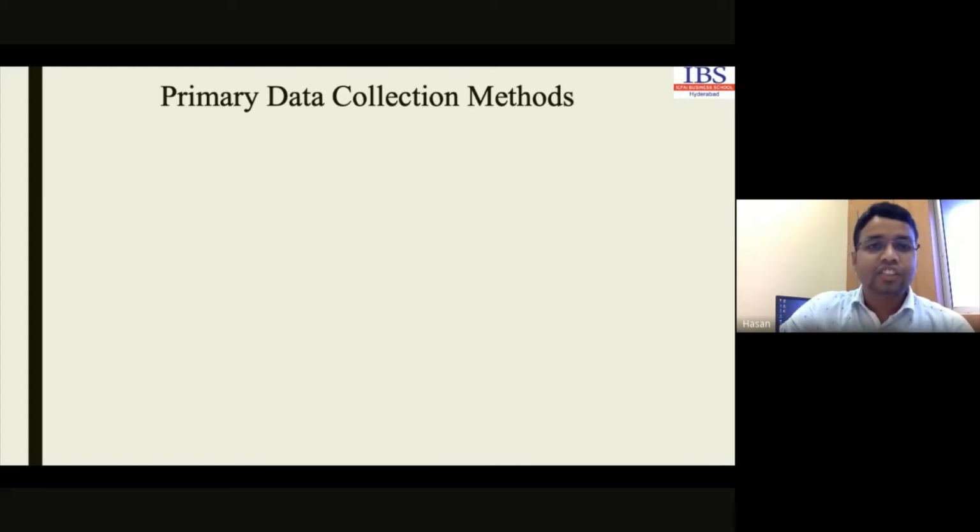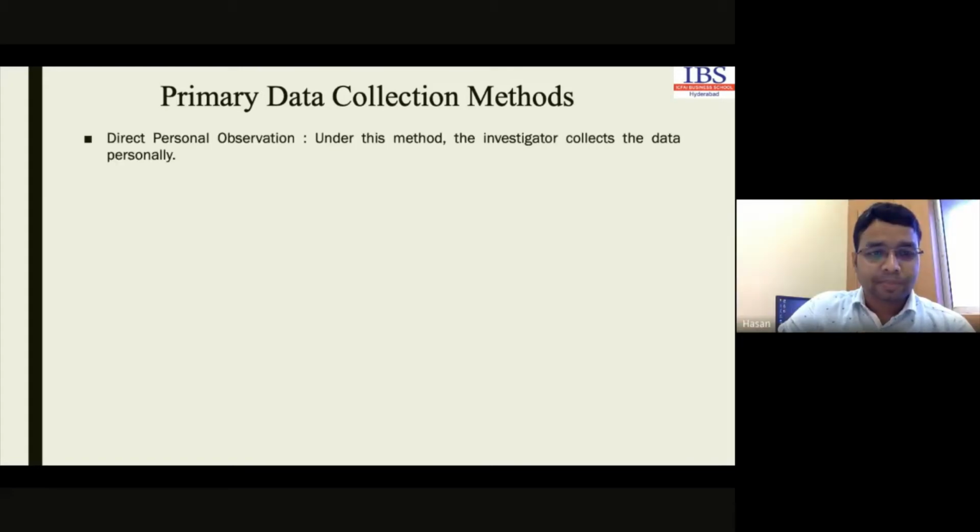So first of all, one of the very basic methods is direct personal observation. It is a source of primary data collection. Direct personal observation, what does it mean? The experimenter is directly visiting the field if it is field oriented data. If it is experimental data, then he will measure the data directly. So this is direct personal measure, basically. This is one method.